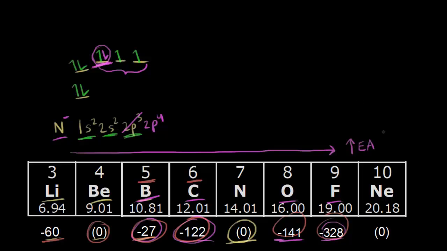So let's talk about neon next. So neon's over here, and neon also does not have an affinity for an electron, so an electron affinity of 0 here. So let's think about why that is the case. The number of protons in neon is 10. Its atomic number is 10, so there are 10 protons in the nucleus, so 10 positive charges in the nucleus like that. And there are 10 electrons.